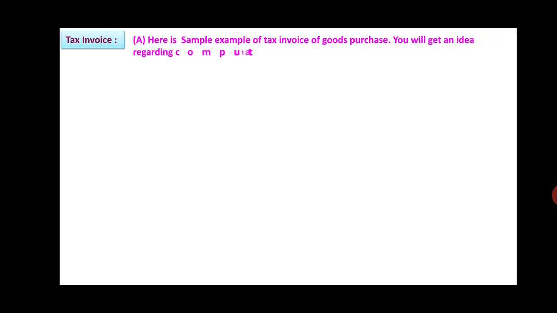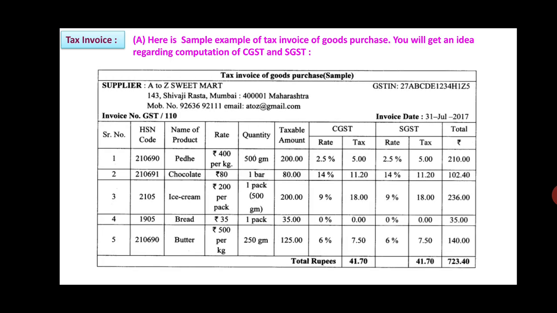So friends, now we'll continue with this tax invoice. We'll take an example. Here is a sample example of a tax invoice for goods purchase. You will get an idea regarding computation of CGST and SGST from this example. So this is the bill, the tax invoice for the goods purchase. It is a sample only.